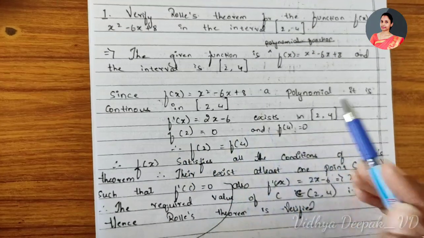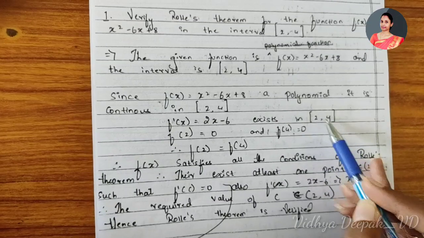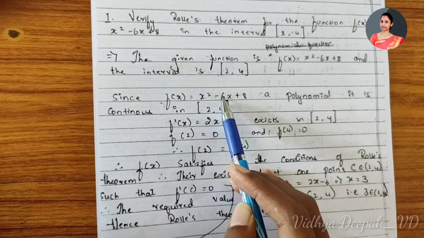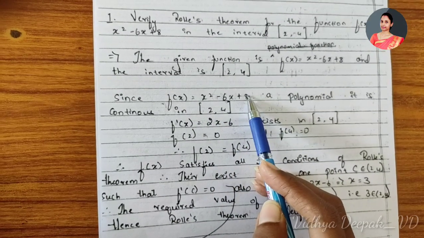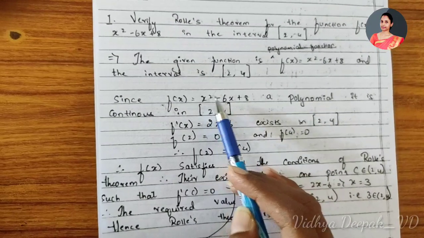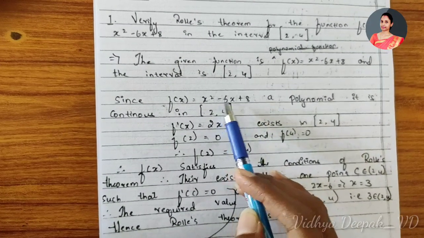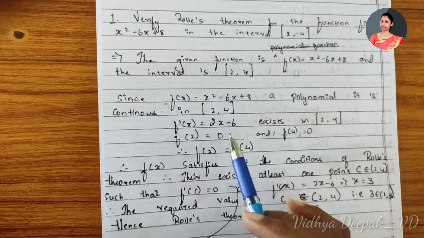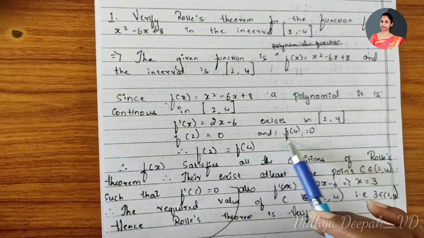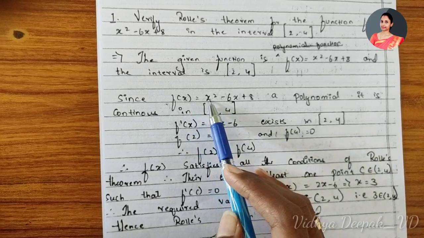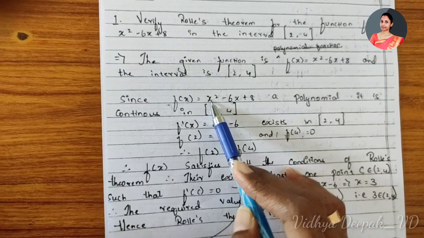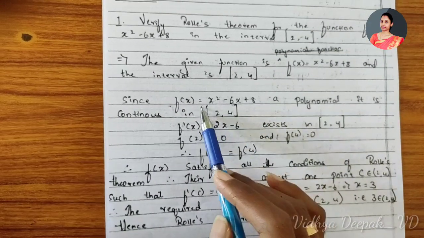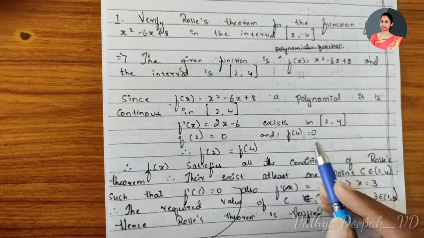Now we will substitute the values of the interval, 2 and 4, in f of x. f of 2. What is f of 2? 2 square minus 6 into 2 plus 8. 2 square is 4, minus 6 2s are 12, plus 8. 4 minus 12 plus 8 gives you minus 8 plus 8, which is 0. Again, substitute the value f of 4. 4 square is 16, 6 4s are 24, plus 8. So 16 minus 24 plus 8, again minus 8 plus 8, you get 0.